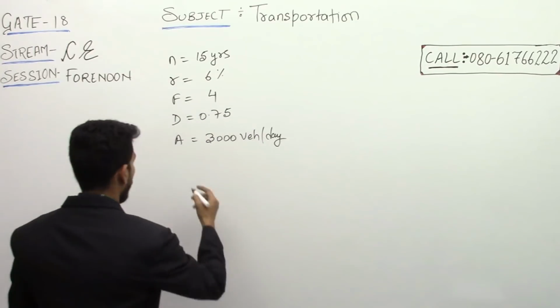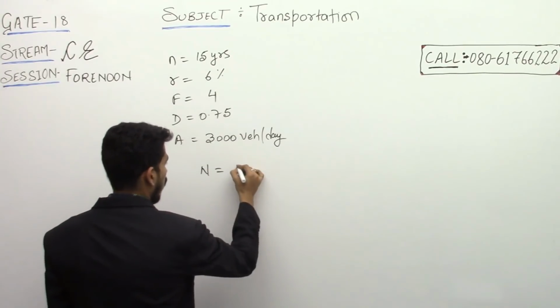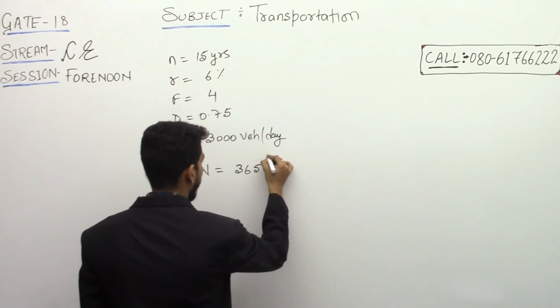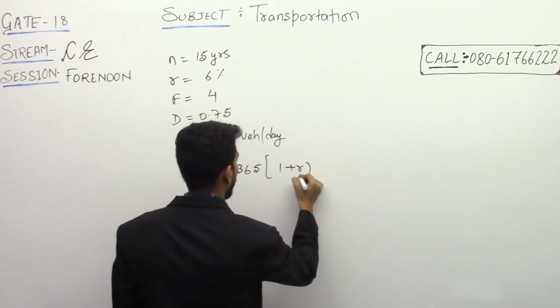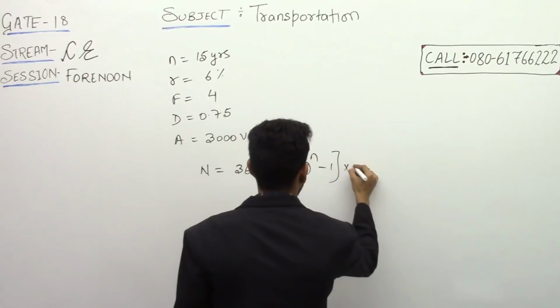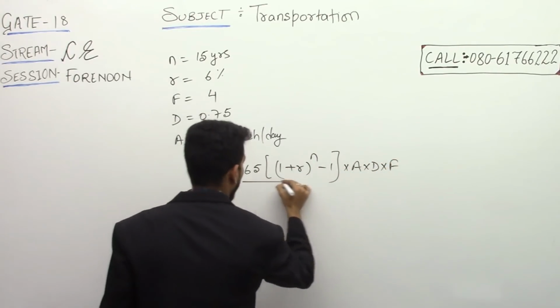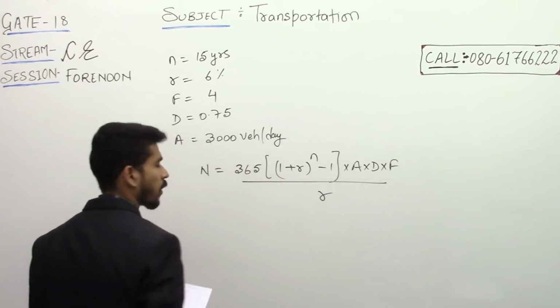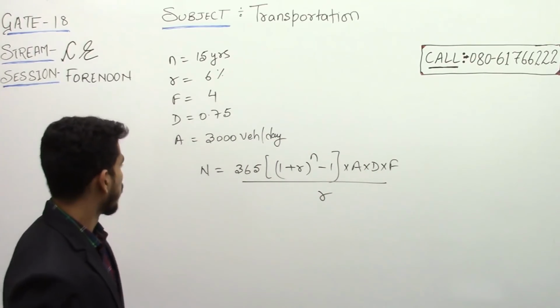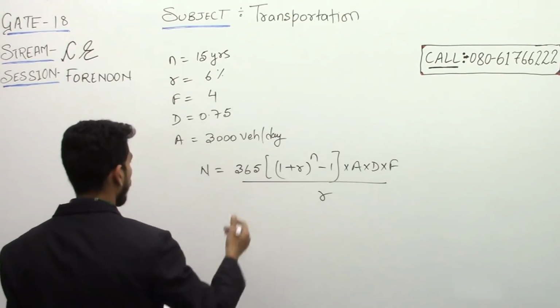So we know that the number of standard axles is equal to 365 into (1 plus r) to the power of n minus 1, into A into D into F, divided by r. So this is the formula to calculate the number of standard axles. Simple substitution, we have all the values.